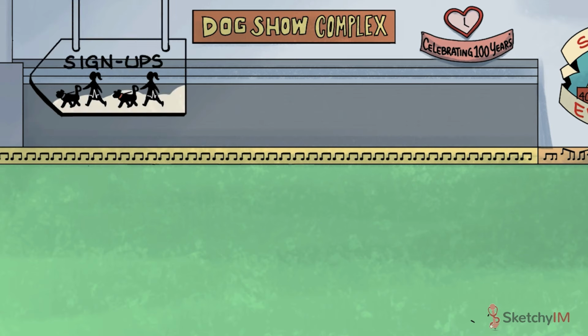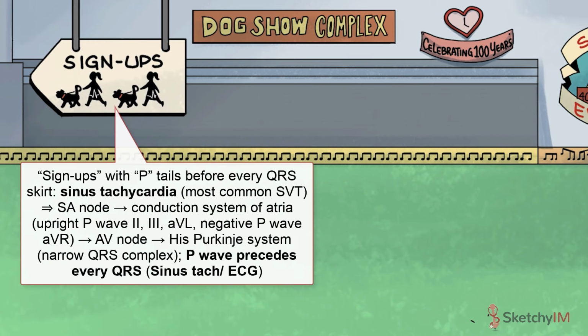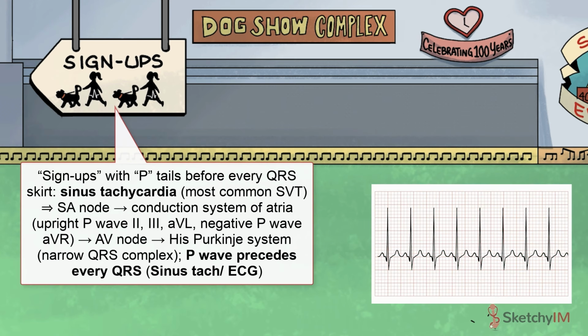Let's start on the left with the regular rhythms. Signs up awkwardly slant rhymes with the word sinus, you know what I mean? Meant to remind you of sinus tachycardia, the most common supraventricular tachycardia. The sinus part just means that the impulse originates in the SA node and travels down the conduction system of the atrium to depolarize the AV node.